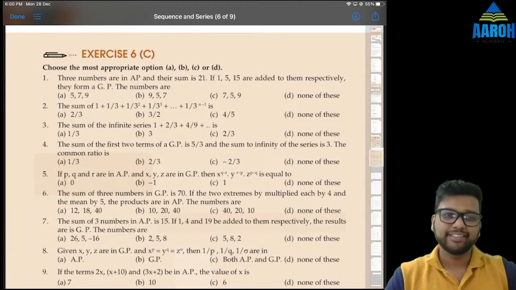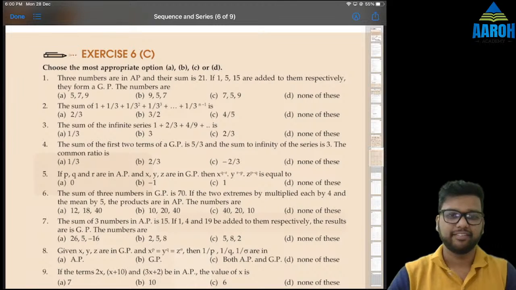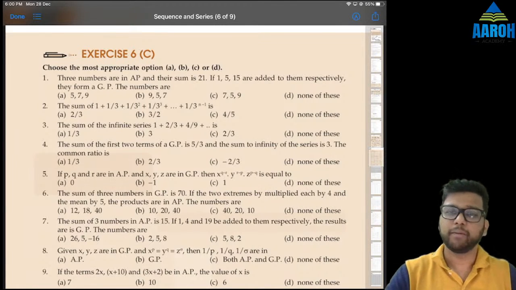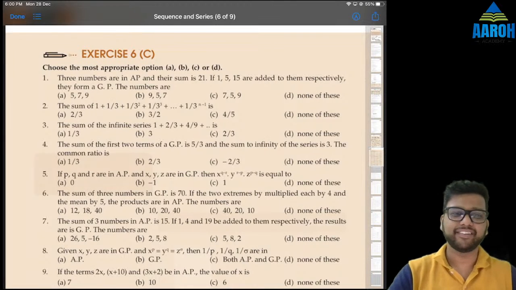Okay, chalo, let's start. Am I audible? And is the screen visible? Am I audible and is the screen visible? If yes, let's start with exercise 6C.